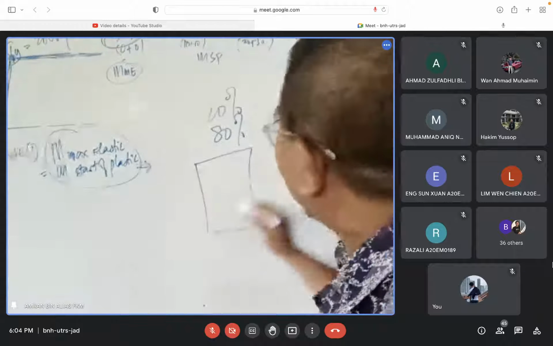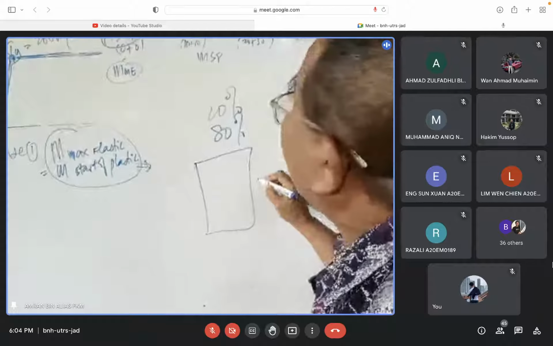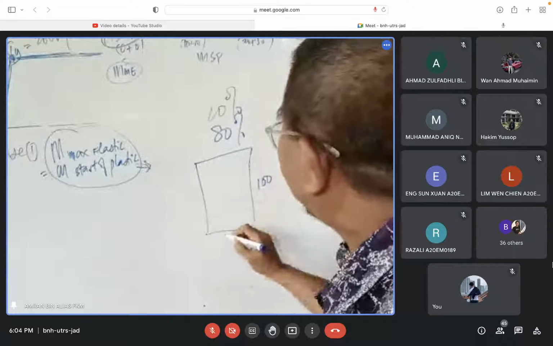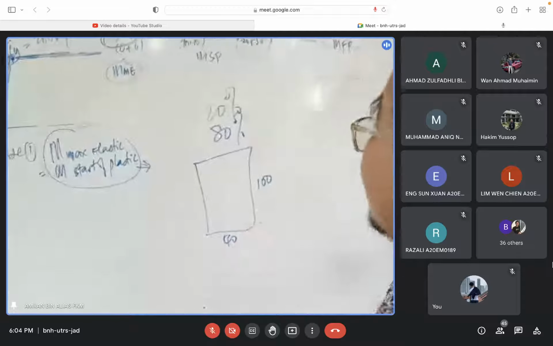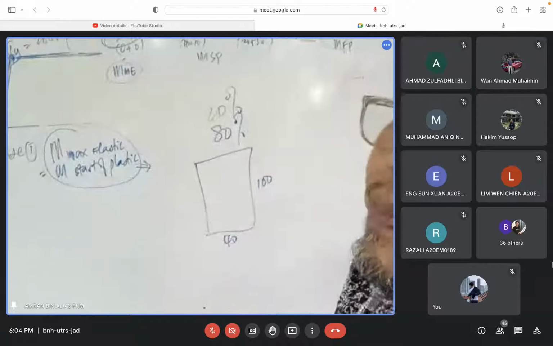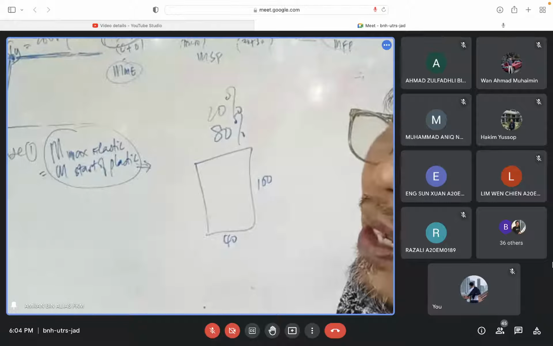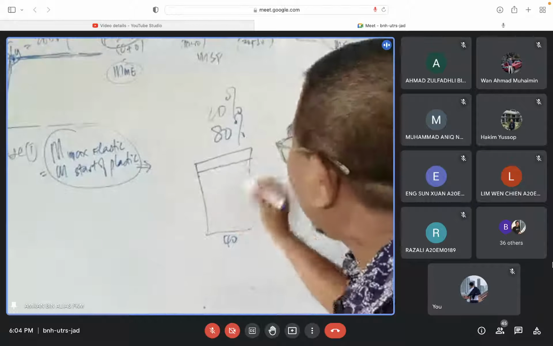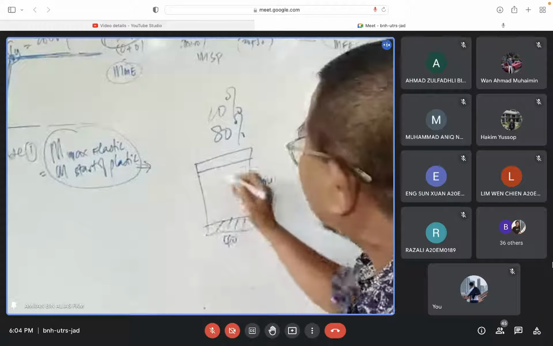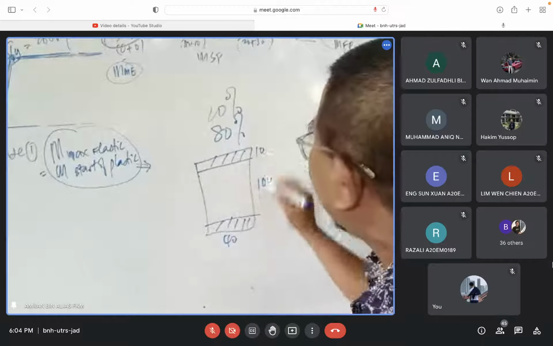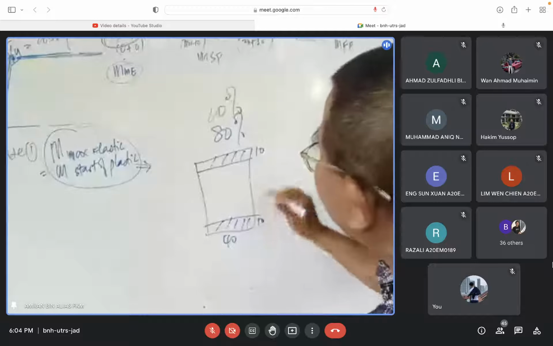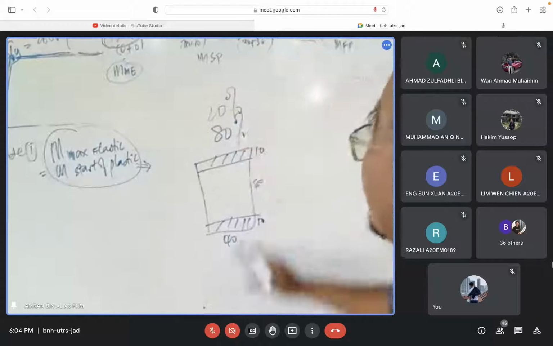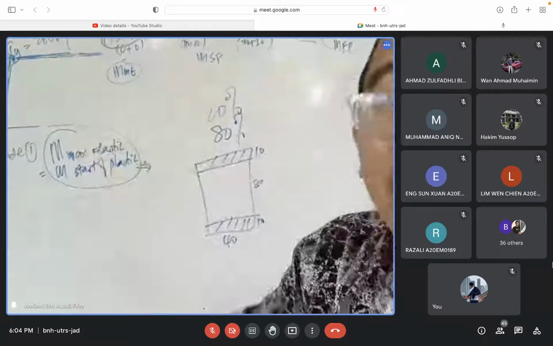Let's say this is 100. This is 40. So how do we draw that plastic? 20% plastic. 10 plus 10. 10 plus 10. Because 10 there and 10 there. So 10 there and 10 there. Easy. So the length is 80. Easy.